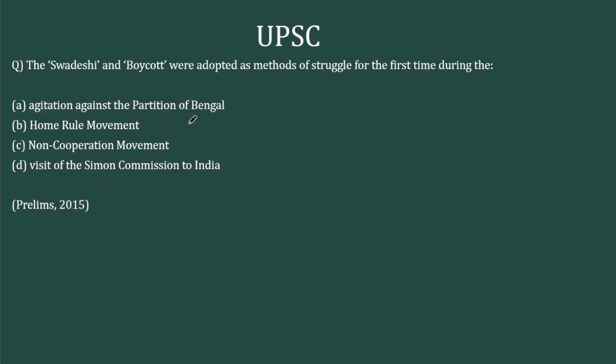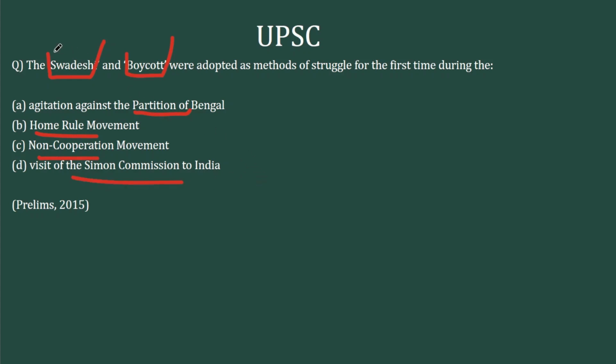Moving to the third question: the Swadeshi and boycott were adopted as methods of struggle for the first time during. So these are the two methods of struggle, Swadeshi and boycott. You have four options: agitation against partition of Bengal, Home Rule movement, non-cooperation movement, Simon Commission.